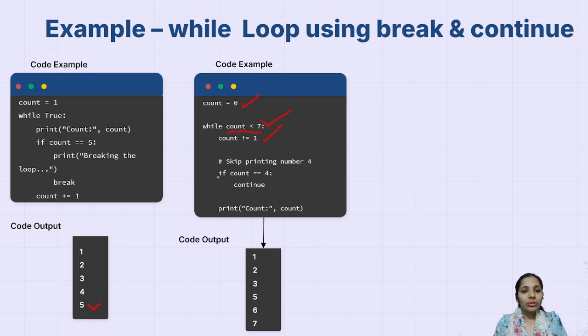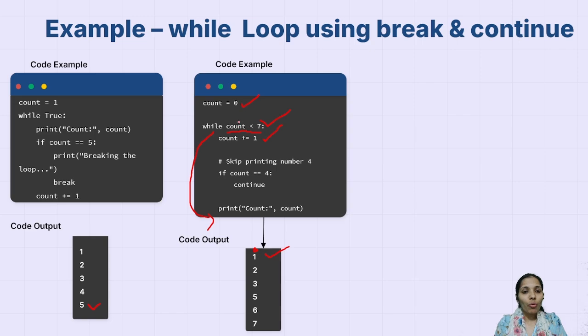Now, first the condition is checked: is 0 less than 7? Yes, 0 is less than 7. So it will print the first value, 0. Next, it will increment the value of count: count equals count plus 1, so 0 plus 1 is 1. Is 1 less than 7? Yes, it is going to print 1. Then similarly, it will print up to when the count value turns 4.